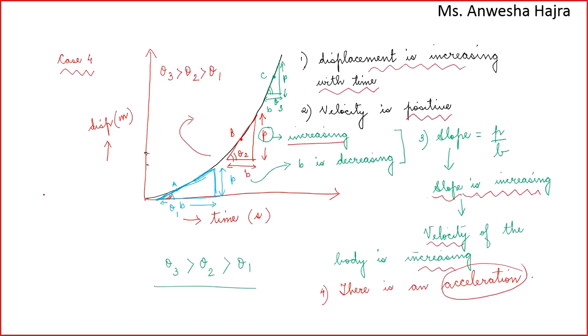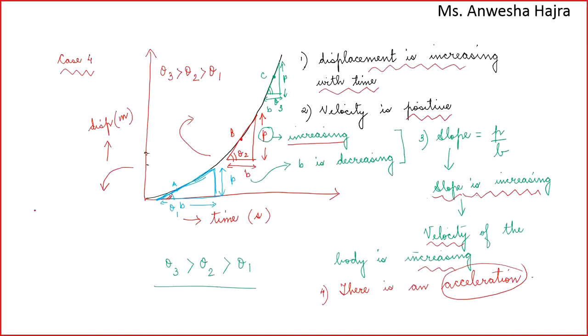Now in this type of graph, you will not be asked to do any sum, because this can only be done with the help of calculus. You will be doing this type of sums in class 11. But you can be asked questions from the graph. They can ask you, what does the graph tell us? Now if they ask you what the graph tells us, you have to say that velocity of the body is increasing. There is an acceleration. Velocity is positive as displacement is increasing with time.